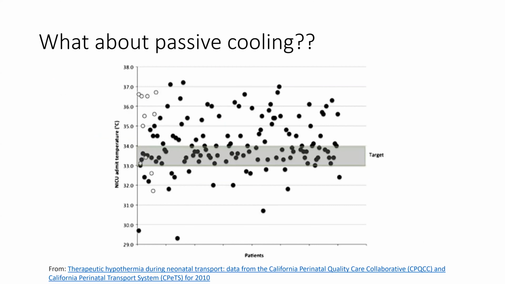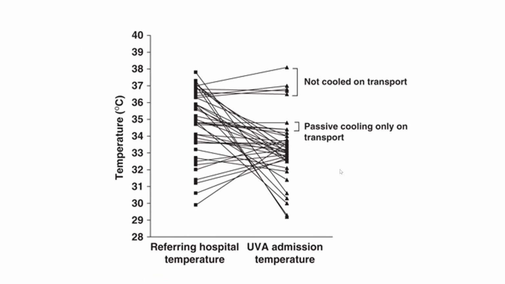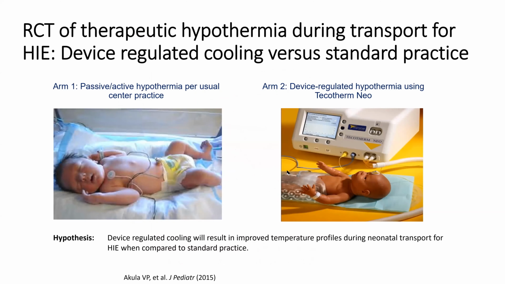And I know a lot of you are doing passive cooling. This is the California data that we looked at in 2010. And you can see from the scatter plot that when we do passive cooling, kiddos are all over the place. And I think Jim's gonna show you some similar data to this. This is Virginia data showing just temperature on transport, like when you arrived at the hospital and when you got back to the unit. We're all over the place with passive cooling. And so that's why in California, we did the California transport cooling trial using the Tecotherm to really ask whether or not servo control could be done because we needed a lightweight device.